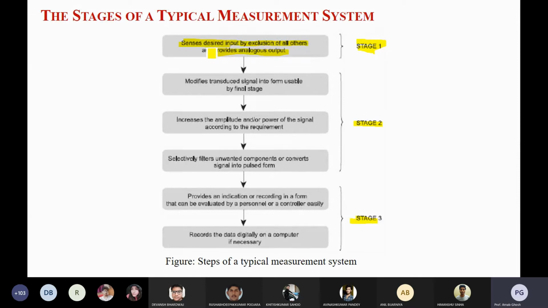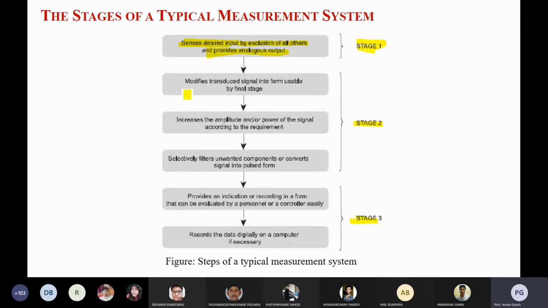How do you understand the touching of a material? You have to understand how it is prepared, so some learning is already there. All the responses come in stage 1. Then you have to segregate them, meaning which response needs to be collected and processed. That is done in stage 2. In stage 2, the transduced signal is modified into a usable form for the final stage.